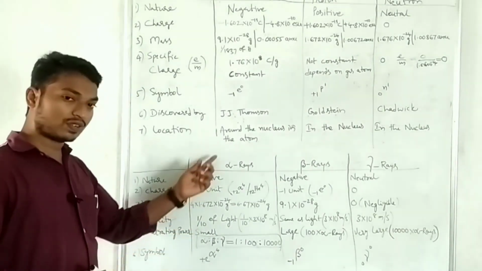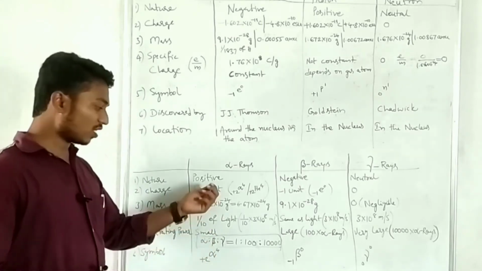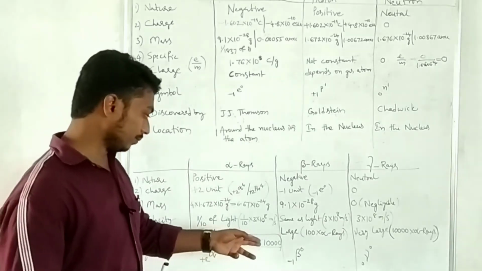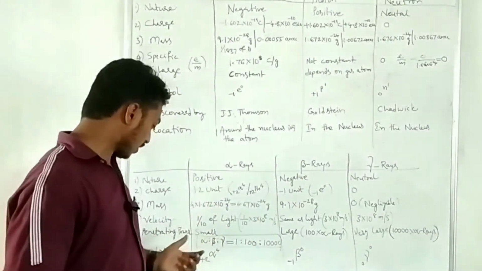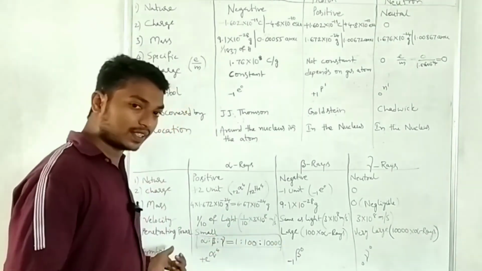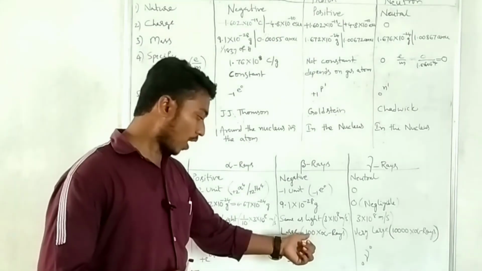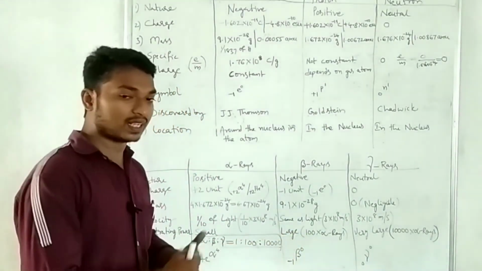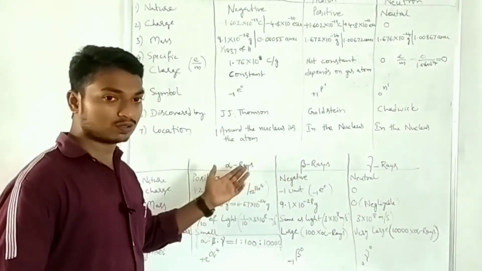Penetrating power. For alpha rays, penetrating power is very small because they have very heavy mass. And if you observe beta rays, the penetrating power for beta rays is large. It is up to 100 times that of the alpha rays. So the penetrating power of the beta rays is 100 times bigger than that of the alpha rays.